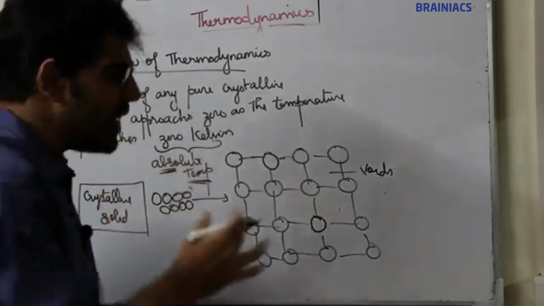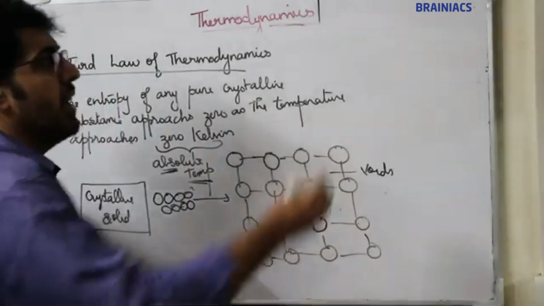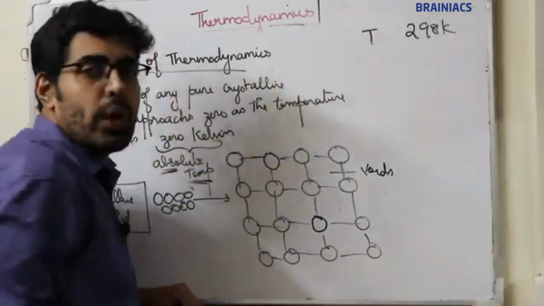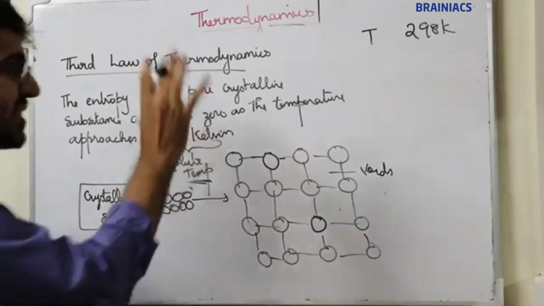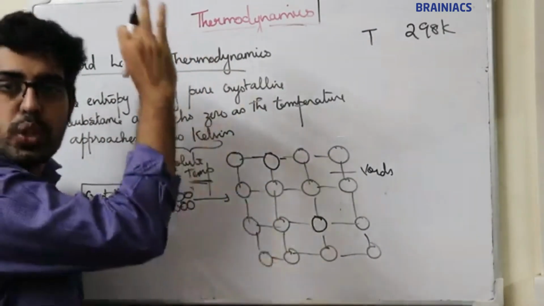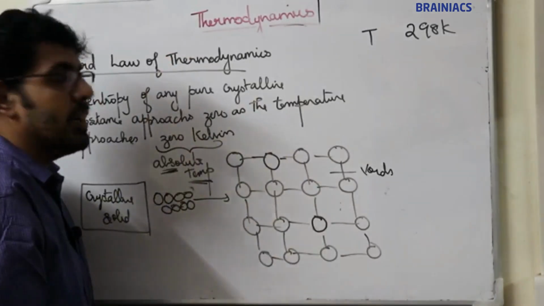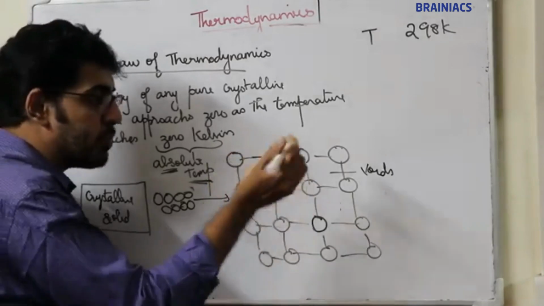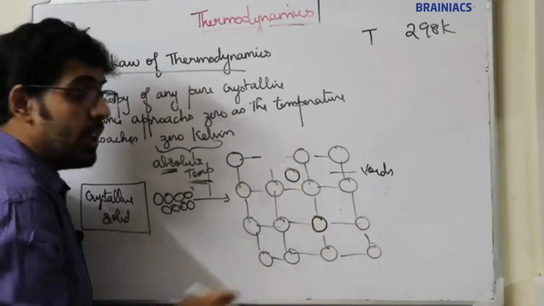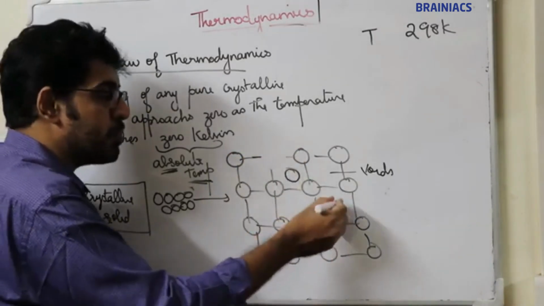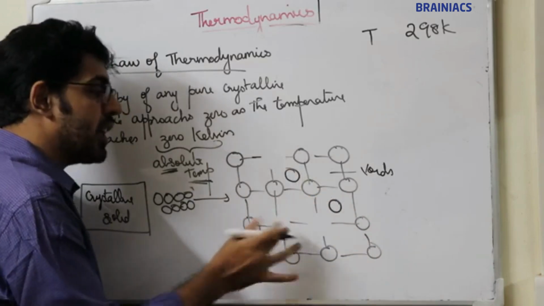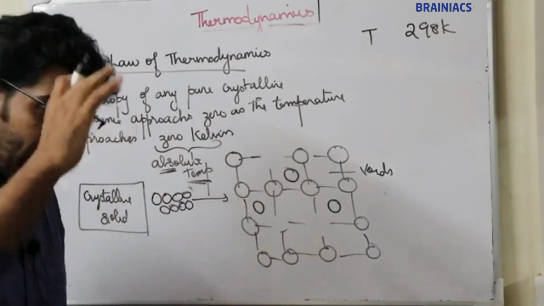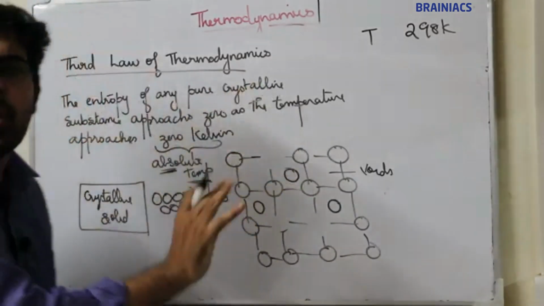Now, if you consider a crystalline solid, let the temperature be 298 Kelvin. At that temperature, this crystalline solid will show some disorder. Sometimes a particle may migrate from this position to this position. So they are showing disorder. A crystalline solid always shows disorder.